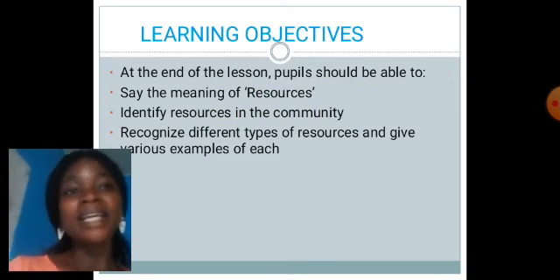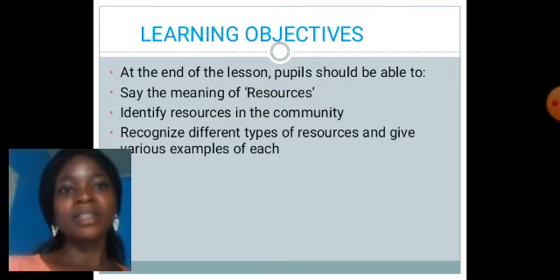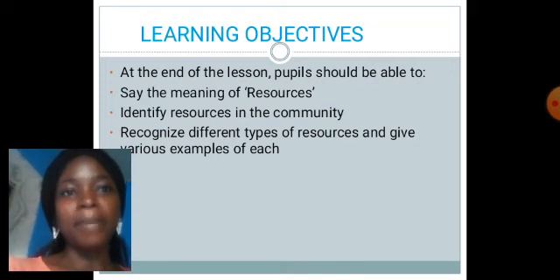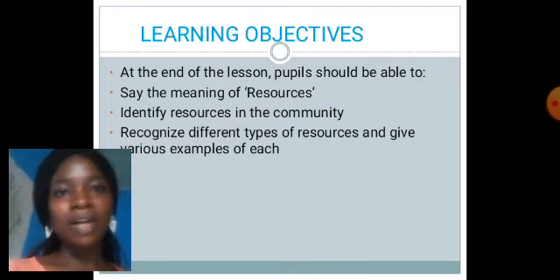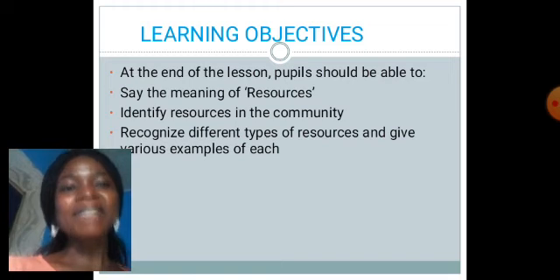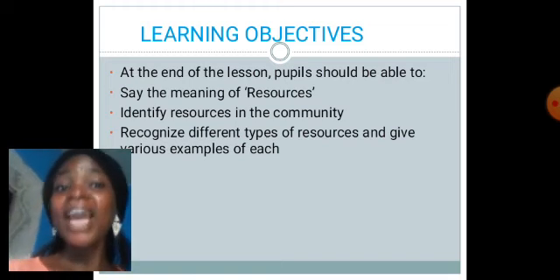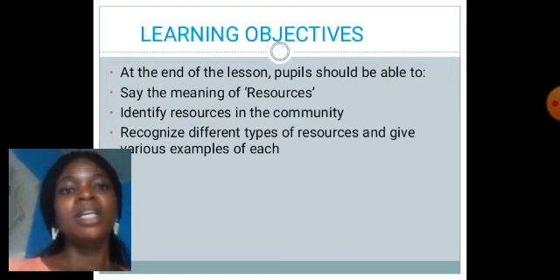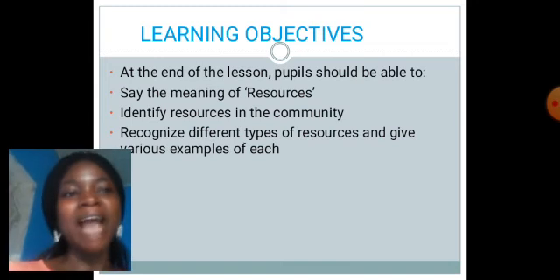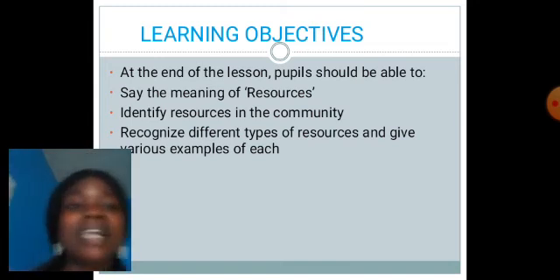Our learning objectives today are, at the end of the lesson, the pupil should be able to say the meaning of resources. That's number one. Secondly, identify resources in the community. Third, recognize different types of resources and give various examples of each.